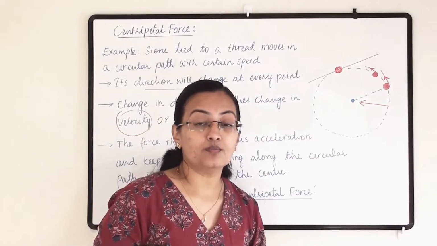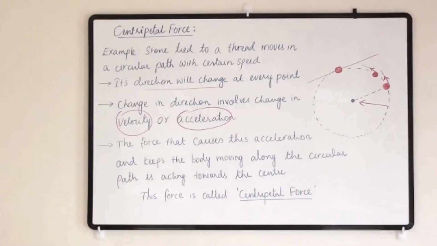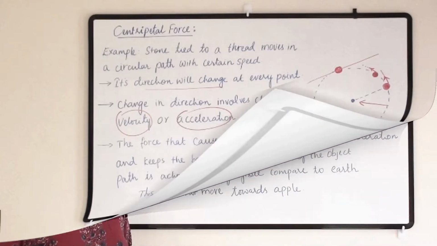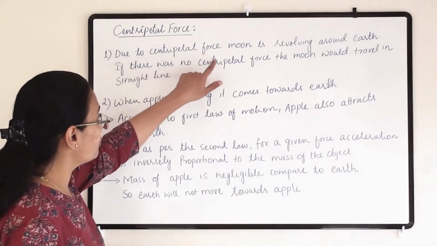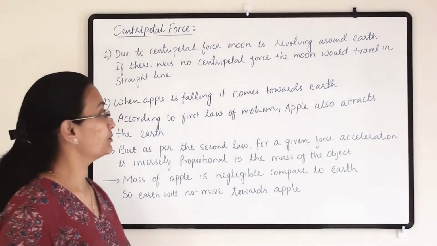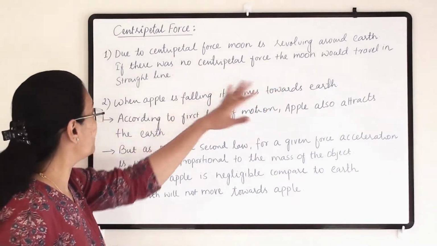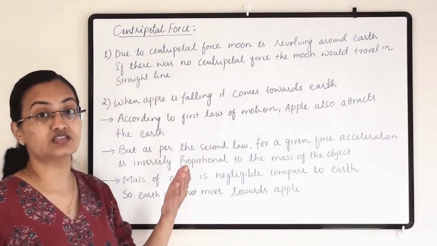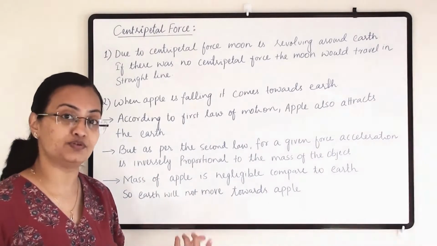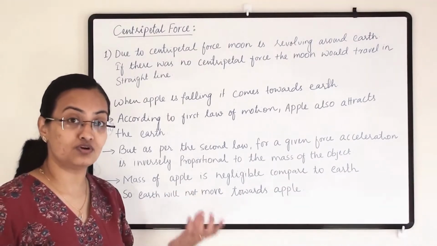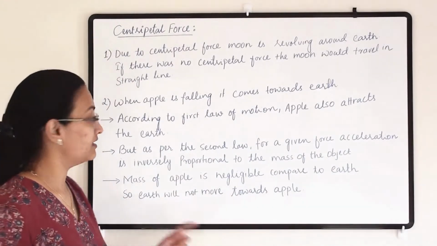Now let us see some of the effects of centripetal force. Due to centripetal force, the moon is revolving around the earth. If there were no centripetal force, the moon would have traveled in a straight line. This is one of the reasons why the moon revolves around the earth, and that is because of the centripetal force. If it were not there, its motion would have been in a straight line.